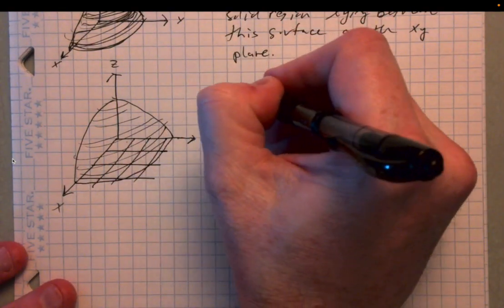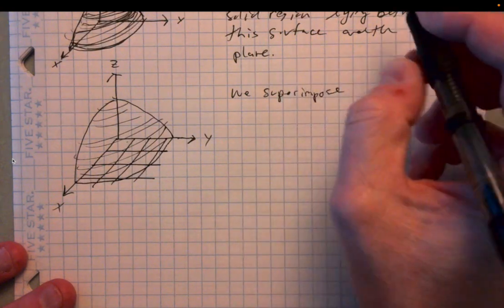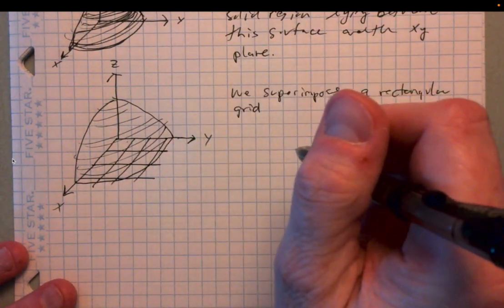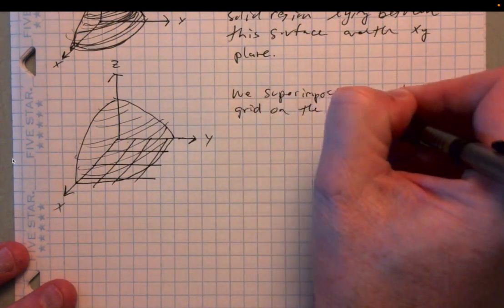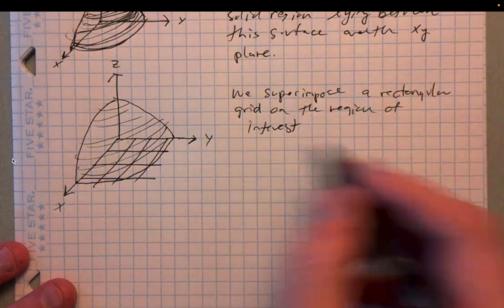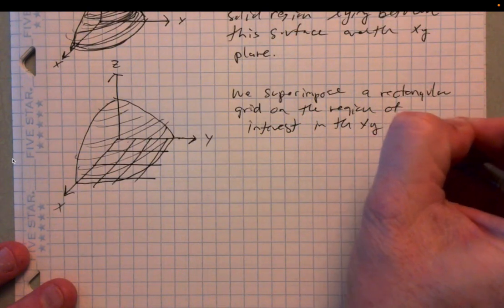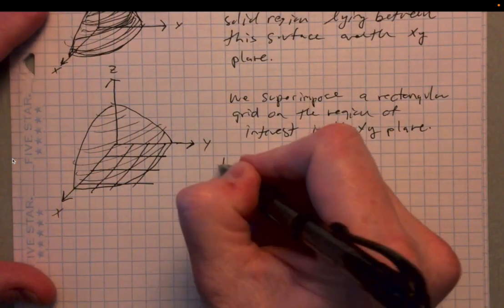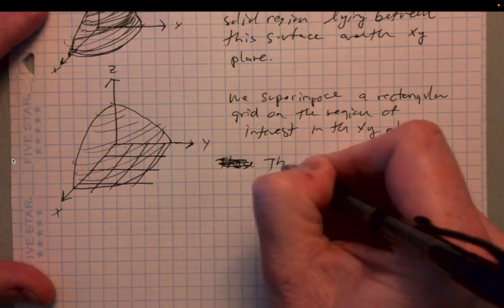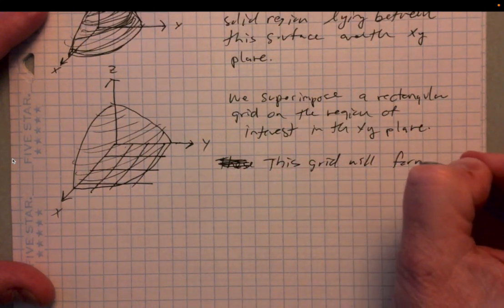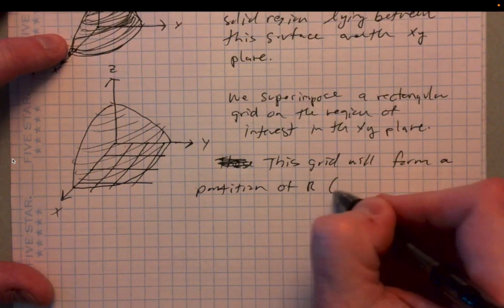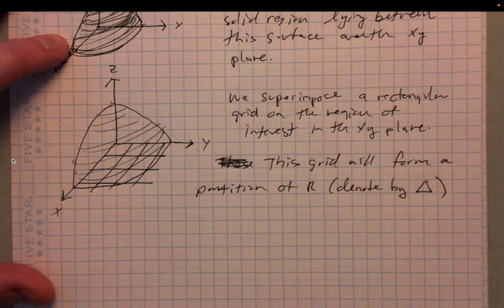So we superimpose a rectangular grid on the region of interest, and this grid is going to be in the xy plane, like so. And then the rectangles that lie within R are going to form a partition. This grid will form a partition of the region R, and we'll denote the partition in the usual way.